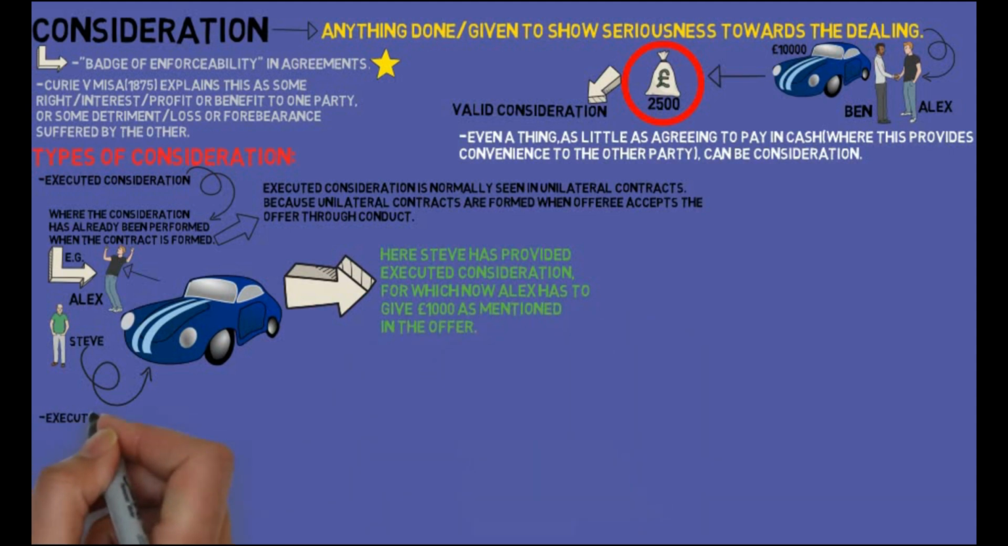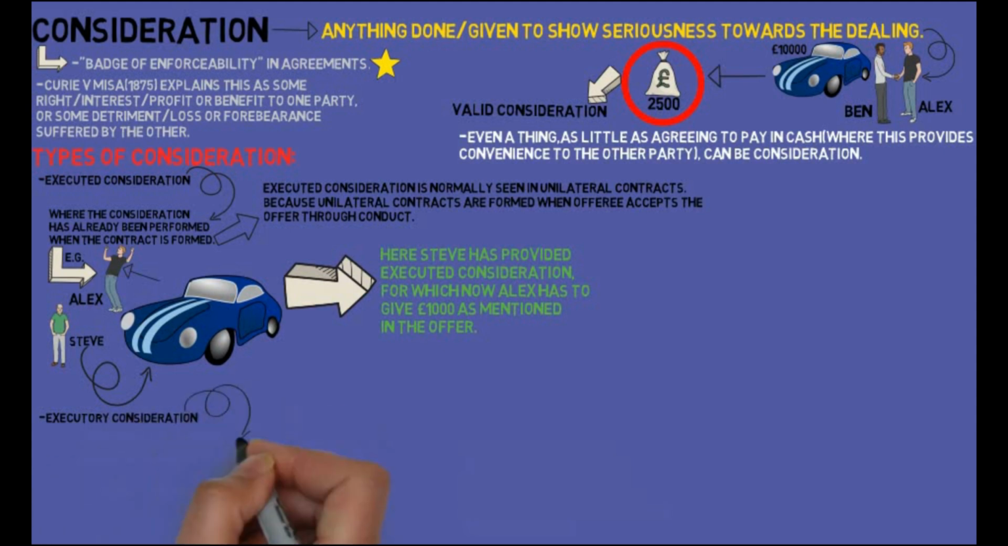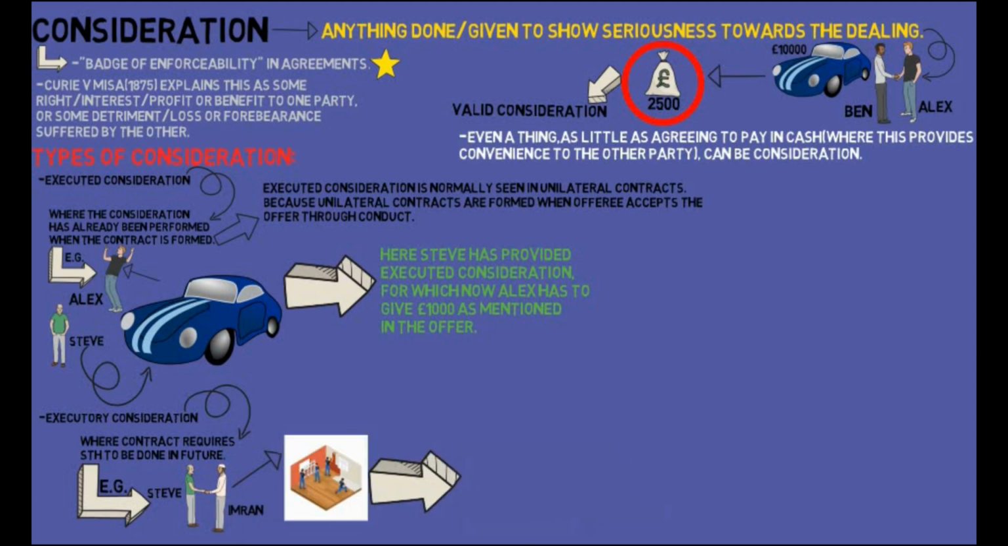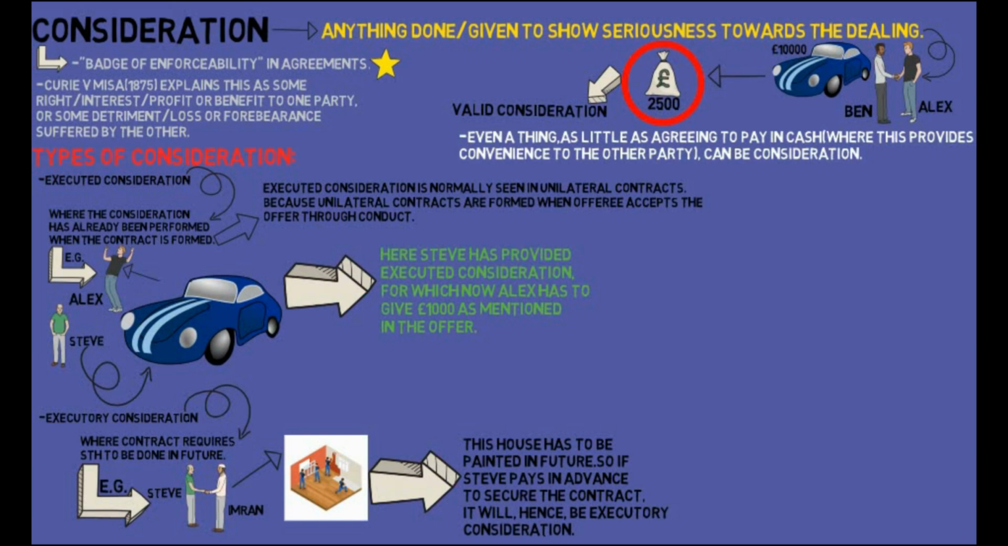The other type of consideration is executory consideration. This is where a contract requires something to be done in the future. To understand this, have a look at this example. This is Steve and this is Imran. Steve and Imran have a contract whereby Imran has to paint his house. Now here, the house has to be painted in future. So if Steve pays in advance to secure the contract, it will hence be executory consideration. Since Imran has to paint the house in future, which means that he is to execute the consideration. Therefore, it is executory consideration.